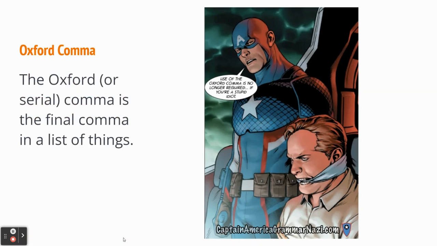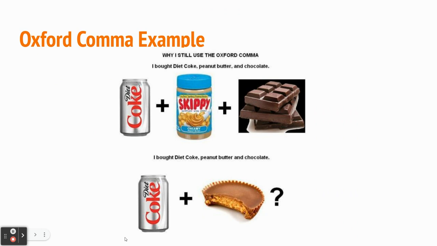The Oxford comma. I'm a firm believer in the Oxford comma, which is the final comma coming before the list of things. And let me give you a quick example. I still use the Oxford comma. I bought Diet Coke, peanut butter, and chocolate. Diet Coke, comma, peanut butter, comma, and chocolate, comma. Three separate things. If you don't have the Oxford comma, it's entirely possible that you bought Diet Coke, peanut butter, and chocolate, which means you bought Diet Coke and a Reese's bar. The Oxford comma is necessary to indicate what's in the list and what isn't.